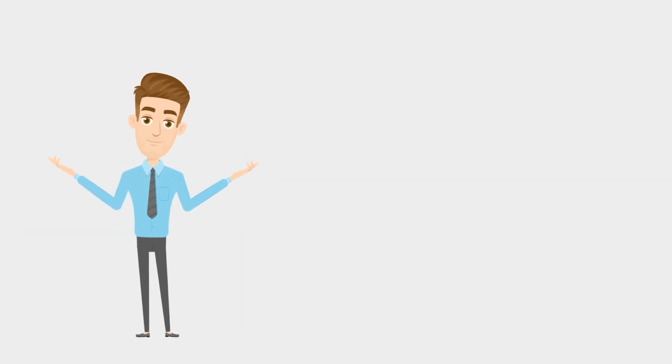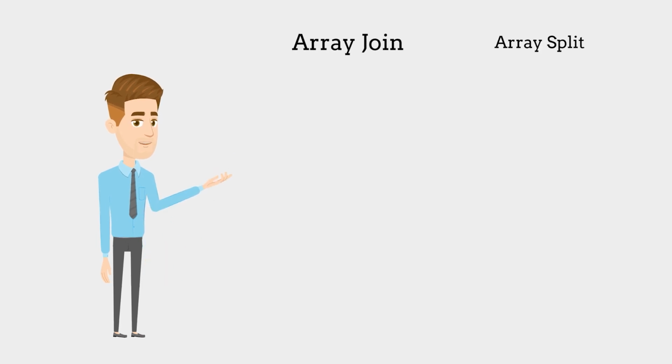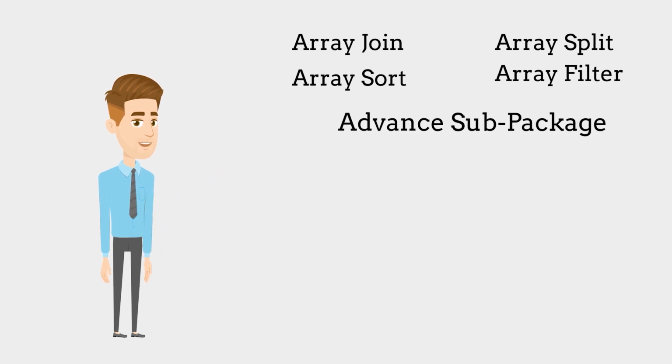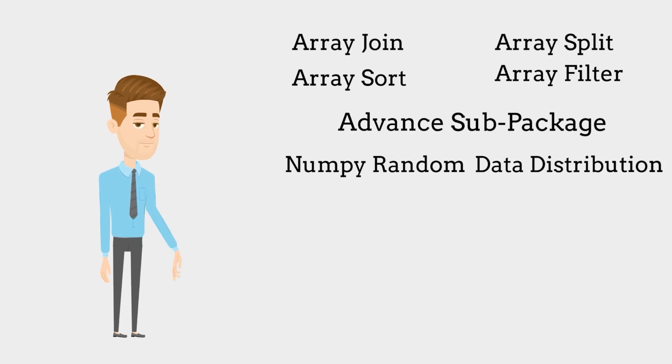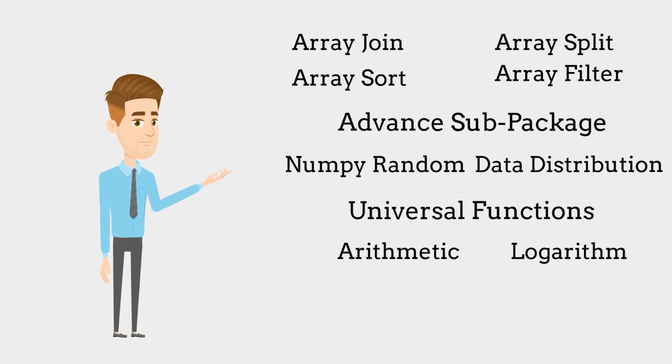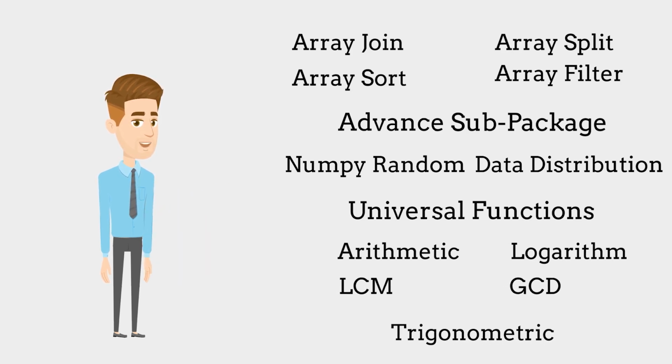Till now, we have covered the basics of Numpy. However, Numpy also has properties like array join, array split, array sort, array filter, and there are advanced sub-packages like numpy random and random data distribution. These packages are used to work with statistics and data science. With Numpy we can also perform universal functions like arithmetic, logs, LCM, GCD, trigonometric, and so on.